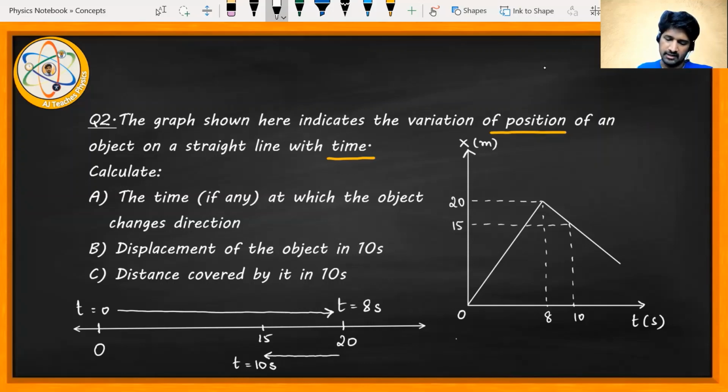The time, if any, at which the object changes direction. As indicated by this graph and also as visualized by us, the object is definitely changing direction at t equal to 8 seconds. So the answer to the first part would be t equal to 8 seconds.